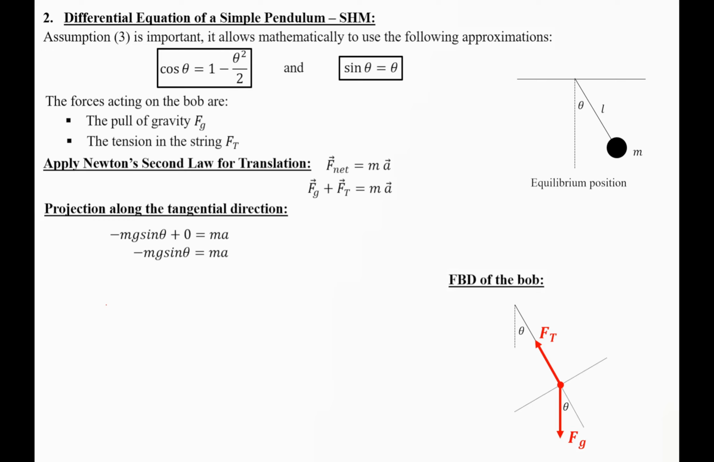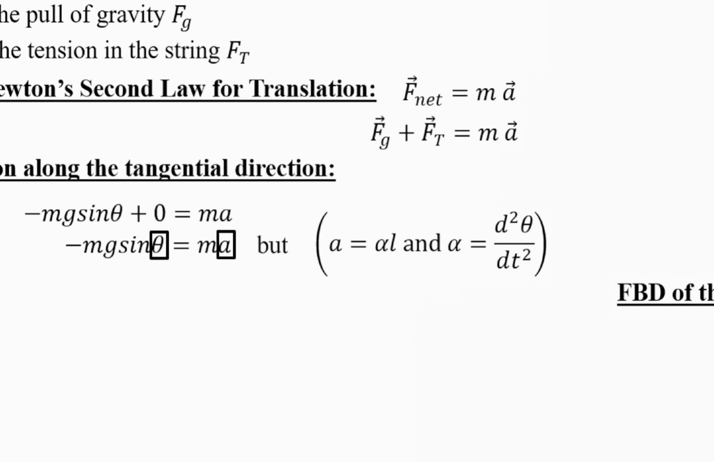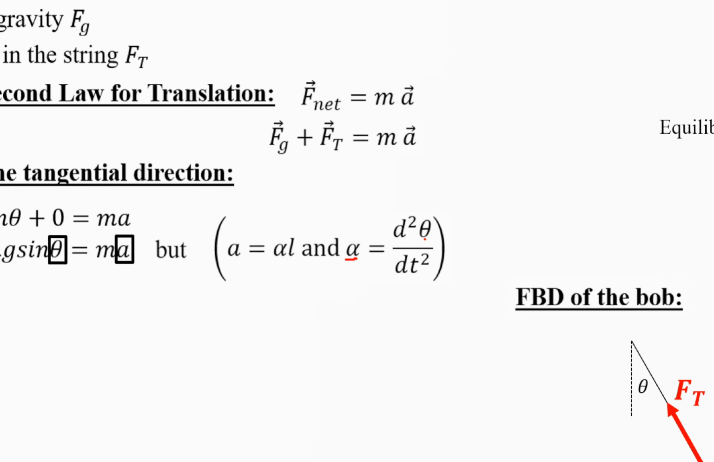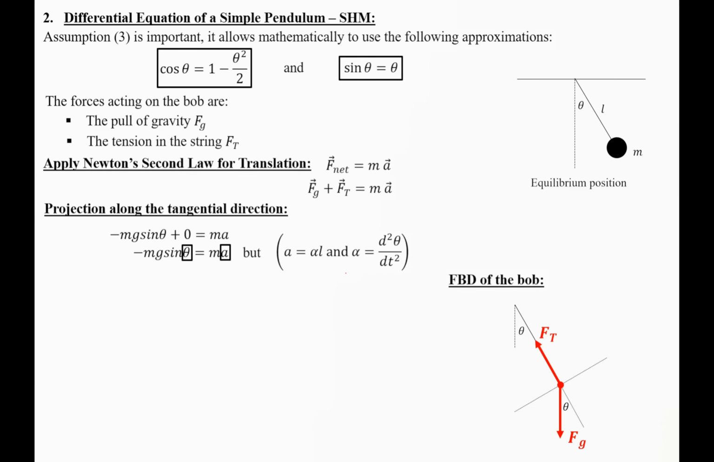Now let's unify the variables at least. Theta and a are two variables. They can be unified using some relations and calculus. We know that a is the linear or tangential acceleration. It's related to the angular acceleration by r multiplied by alpha. Here the radius is given by the length of the pendulum itself, and we know that alpha again can be related to theta using a double derivative, and we would end up having the following equations.